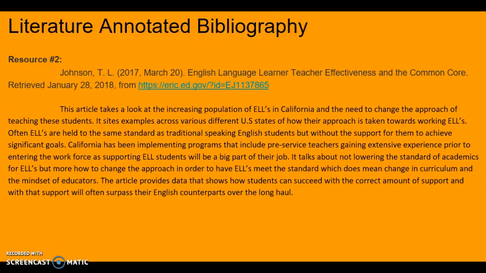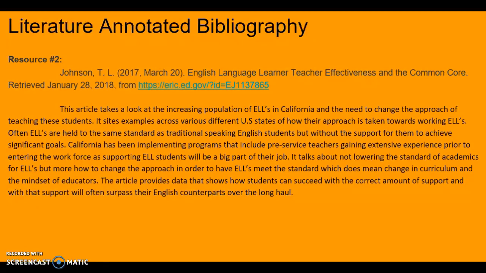But the second resource used was English Language Learner Teacher Effectiveness and the Common Core. Now, this is an article that was based on ELLs in California. As Canadians, we generally have an interest in what people do in other countries. And if you're not familiar with what the general population or demographics are in California, there's a high Latino population, specifically that come in from Mexico or migrate from Mexico or immigrate from Mexico.